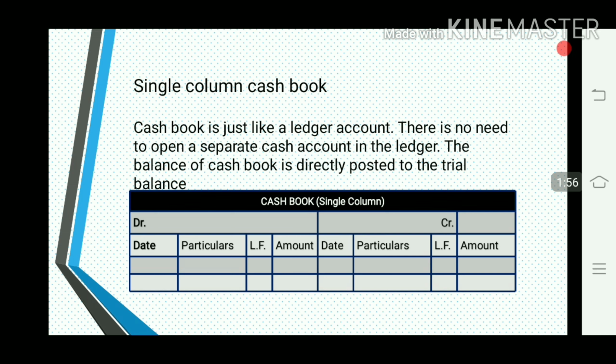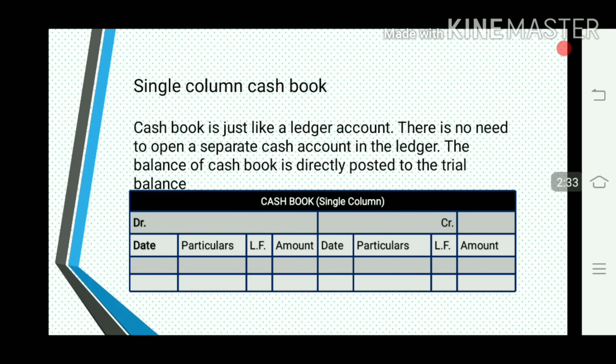Since cash account is a real account, the rule followed is: debit what comes in, credit what goes out. All the received cash is posted on the debit side, and all payments and expenses are posted on the credit side of the cash book. This is the detailed format of the single column cash book, which includes 4 columns on the debit side and 4 columns on the credit side, that is the receipt and payment side: date, particulars, LF, amount, date, particulars, LF, amount.